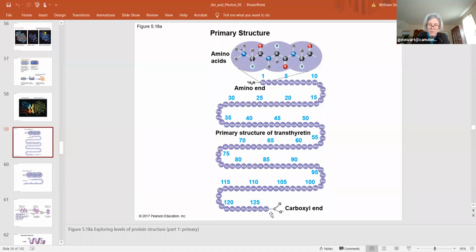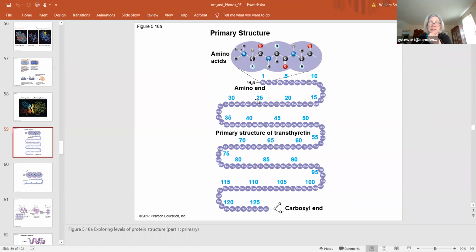Now, because most proteins are made up of more than one chain of amino acids, we refer to proteins having layers or levels of structure. There are 4 levels of protein structure: primary structure, secondary structure, tertiary structure, and quaternary structure. And we're just going to run through those real quickly here.